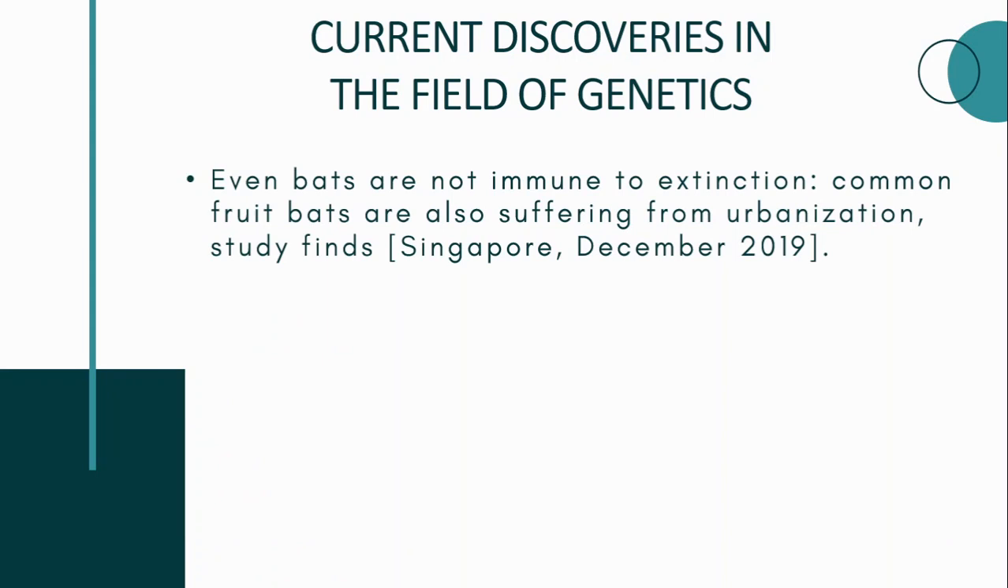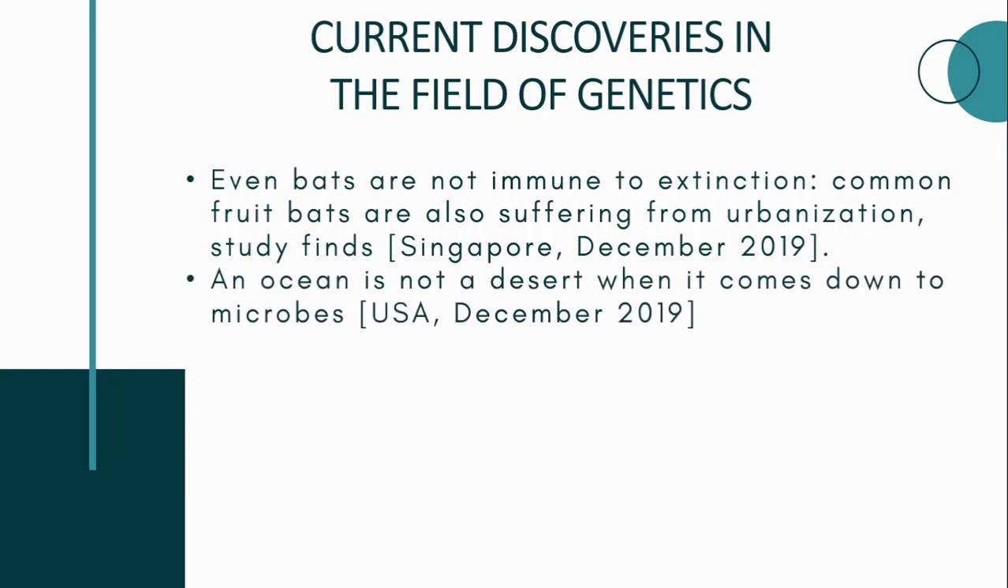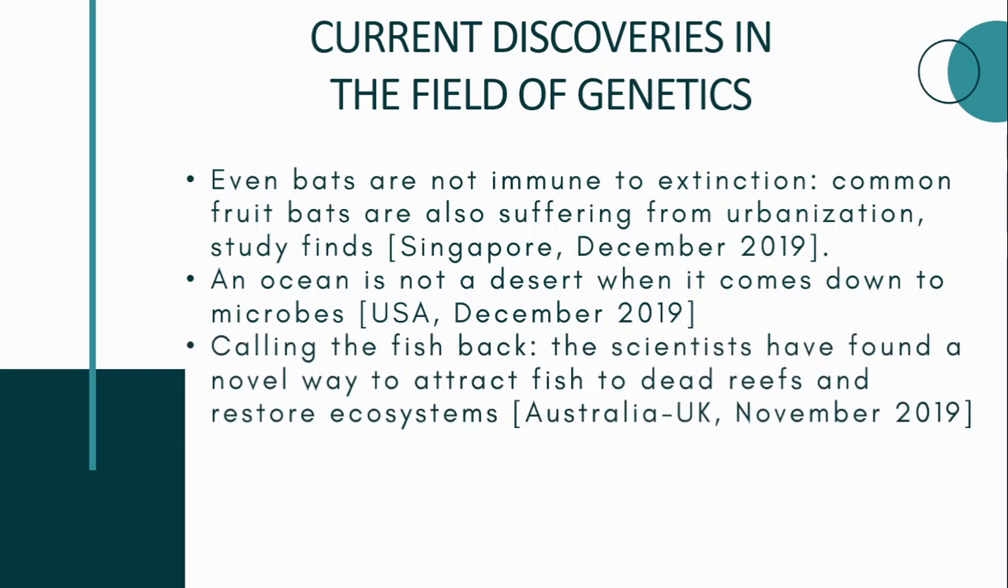Okay, now the current discoveries in the field of ecology. Even bats are not immune to extinction. Common bats are also suffering from urbanization, study finds. An ocean is not a desert when it comes to microbes, meaning to say the ocean is one of the most unexplored parts of the earth, so it's not surprising that scientists can still discover a lot of things from the ocean, such as that there are a lot of microbes in the ocean. Calling the fish back: scientists have found a novel way to attract fish to dead reefs and restore ecosystems.